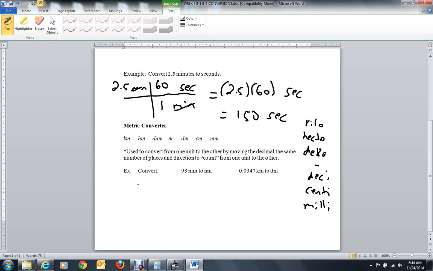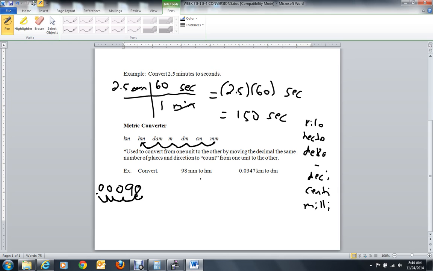So here we go. Let's take 98 millimeters, and we're going to convert to hectometers. So I'm going to write down the 98. And if you don't see a decimal, it's always on the end. So let's take the millimeters, and we want to go to hectometers. So we start at millimeters, we count 1, 2, 3, 4, 5 places to the left. What that means is that we're going to take the decimal and move it 1, 2, 3, 4, 5 places to the left and put it there. So any place where we don't have anything, we put zeros as placeholders.